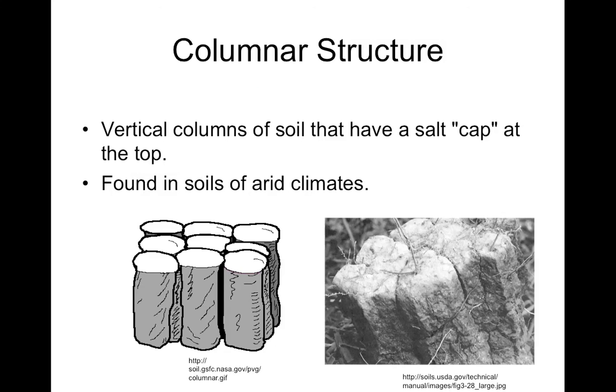And related to that is a columnar structure. These are vertical columns, and very often they have a salty cap at the top. And that's associated with arid climate. So it's probably associated with a drying front that's propagated down after seasonal rainfalls. And we may have a change in texture just above the top of these caps. So for example, it might be sandy on top, and so the sandy soils prevent the further migration of the salts further up, and they just accumulate at the top of that layer.